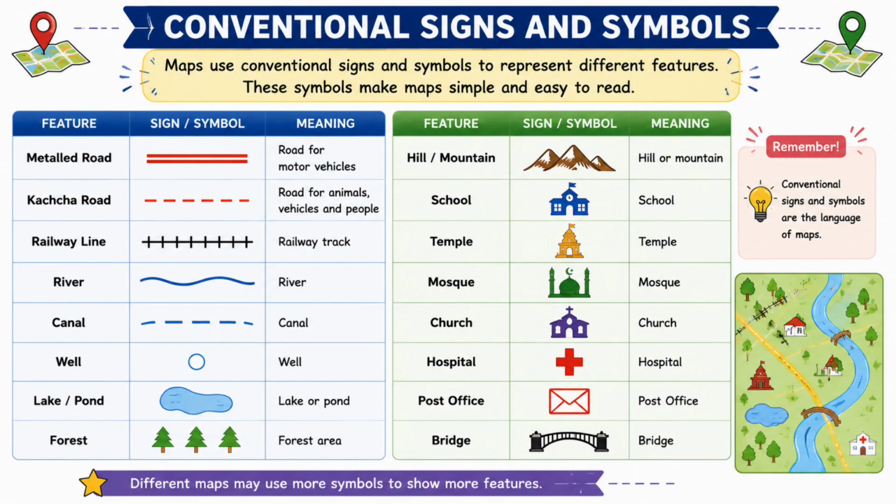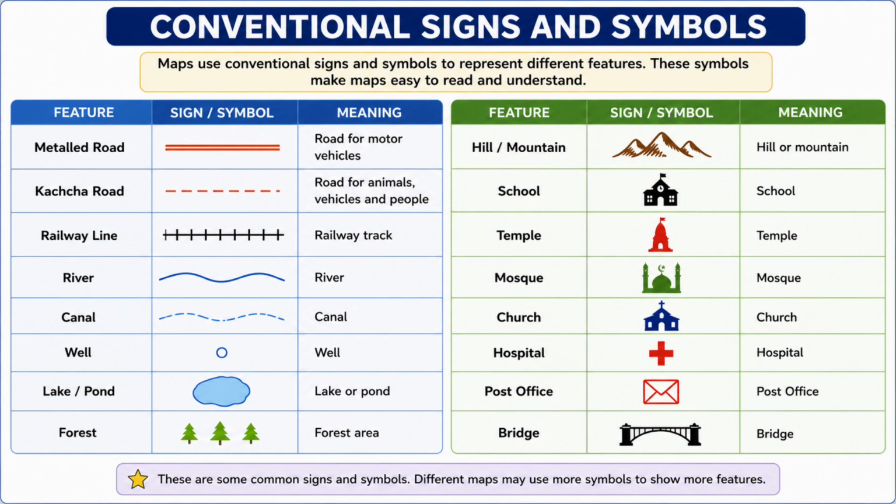Let us understand another important concept in maps, that is conventional signs and symbols. Let me ask you a simple question. Can maps write everything using words? The answer is no. That is why maps use special signs and symbols to represent different features and places. These special symbols are called conventional signs and symbols. They make maps simple, clear, and easy to understand. For example, maps use symbols for railway line, school, hospital, river, temple, and post office. Different symbols represent different features on the map.